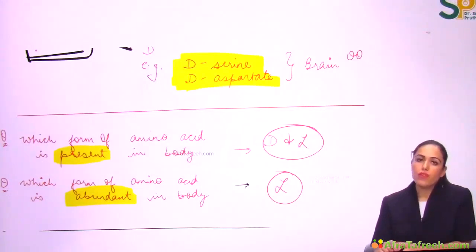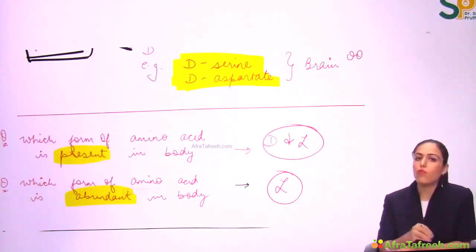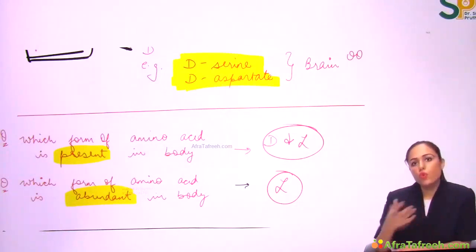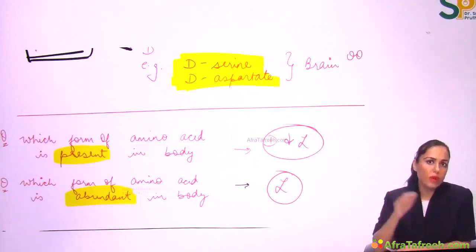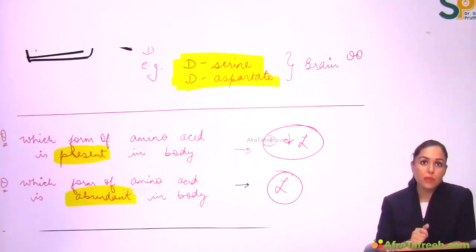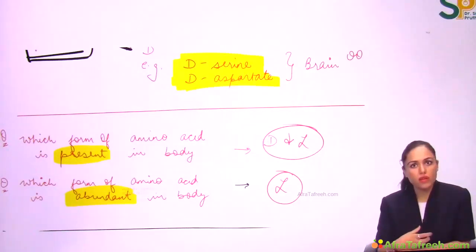Now, a few amino acids we can synthesize. The amino acids which we can synthesize in the body are always the L form. So, can I say that the source of D amino acid is always exogenous? That is, it is coming from diet, from an outside source. The source of D amino acid is always exogenous because we cannot make D amino acids in the body, right?